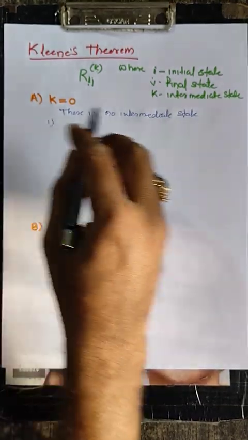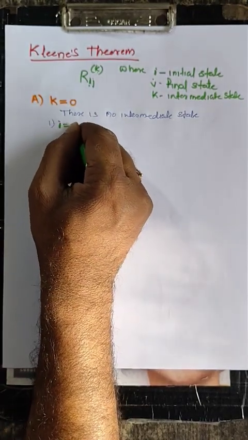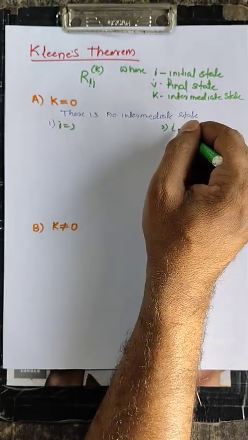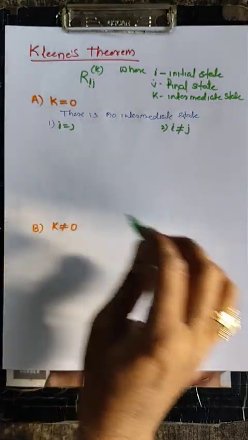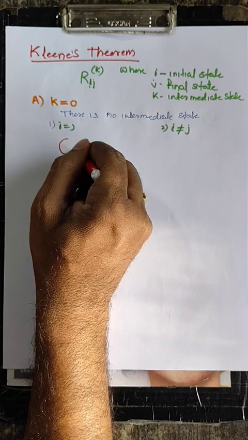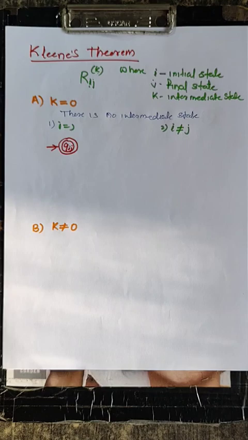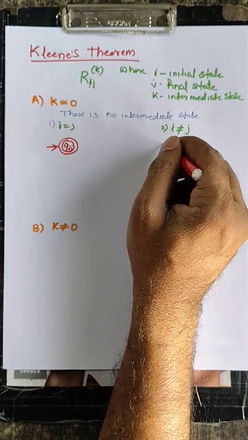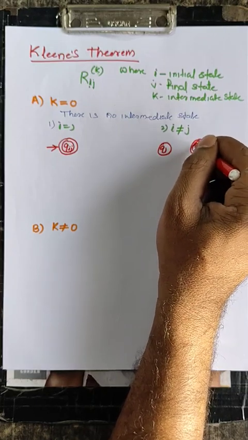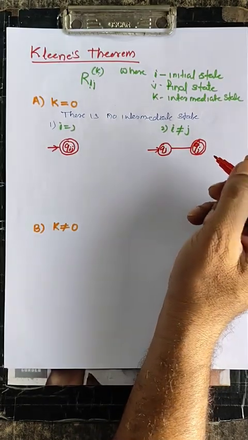Within k equal to 0, maybe i equals j, or i is not equal to j. i equal to j means the initial and final states are both the same, q_i and q_j. i not equal to j means this is q_i and q_j, a direct transition from i to j without an intermediate state.